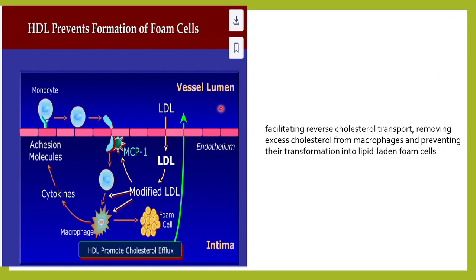I have told you that HDL will prevent the formation of these foam cells. Foam cells are nothing but the cells or macrophages which eat up the excess of lipids, and they start the inflammation. So they are being prevented by this HDL.